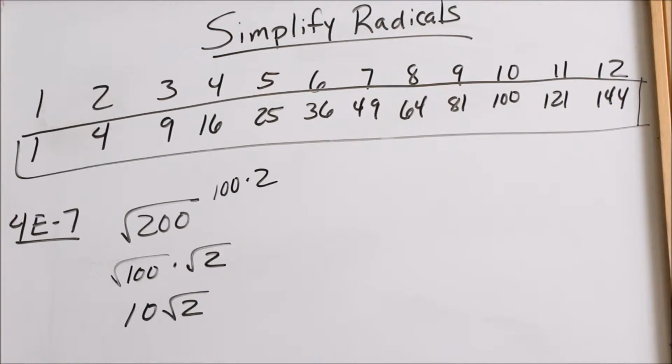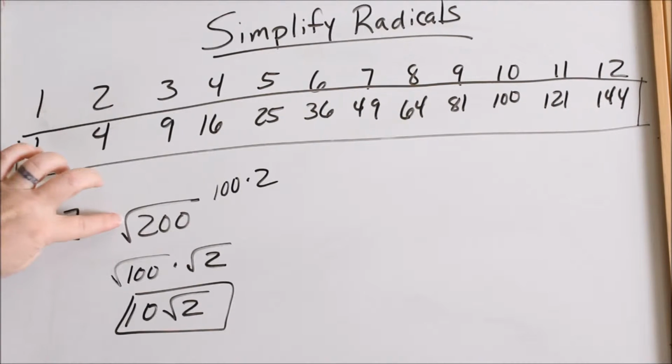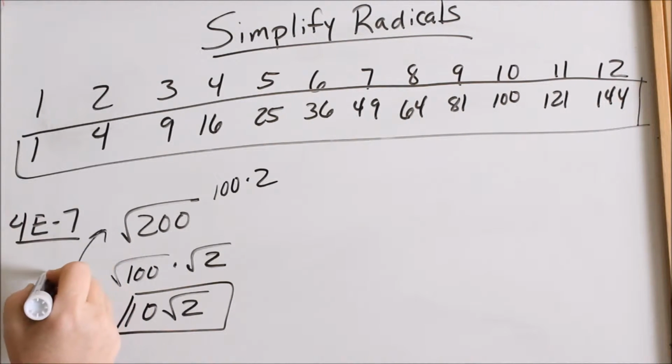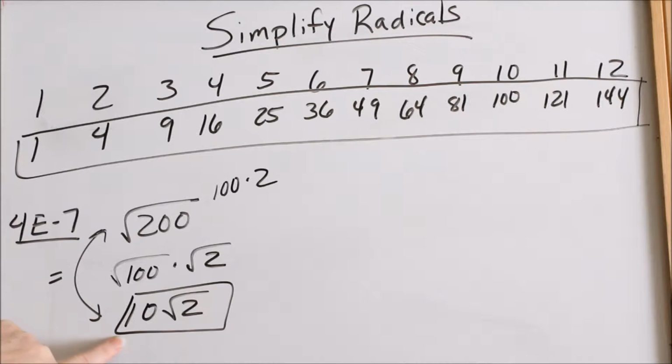Square root of 2 does not break down any further than that. If you put in your calculator square root of 200, or you did 10 times square root of 2, you would get the same number. These two things are equal to each other. It's like reducing a fraction. Simplifying a radical, this is equal, it's just in a simplified manner.